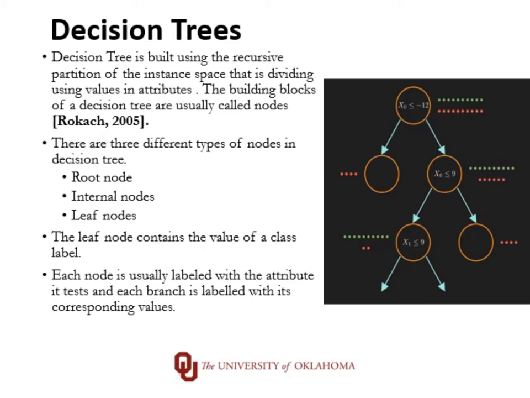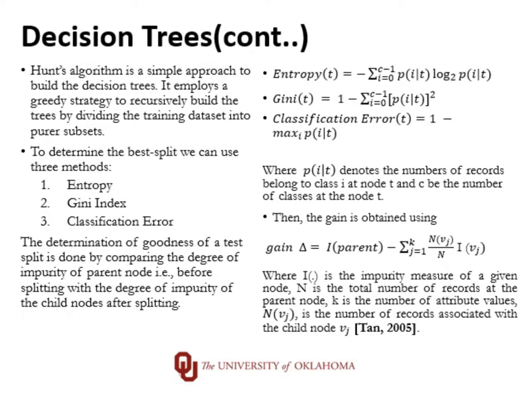Each leaf node contains the value of a class label, whereas the instances of the data set are classified by navigating down from the root of the tree to the leaves, following the outcomes of the tests. Each node is usually labeled with the attribute it tests, and each branch is labeled with its corresponding values. Also, the decision tree employs a greedy strategy, making the best local optimal choice at each stage, which overall leads to the best solution.